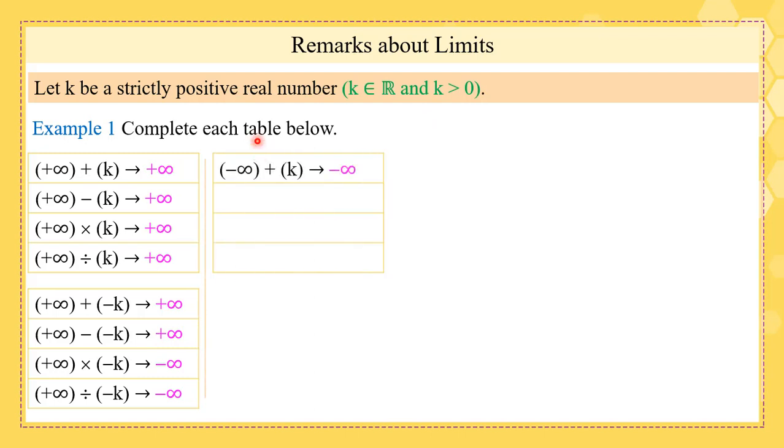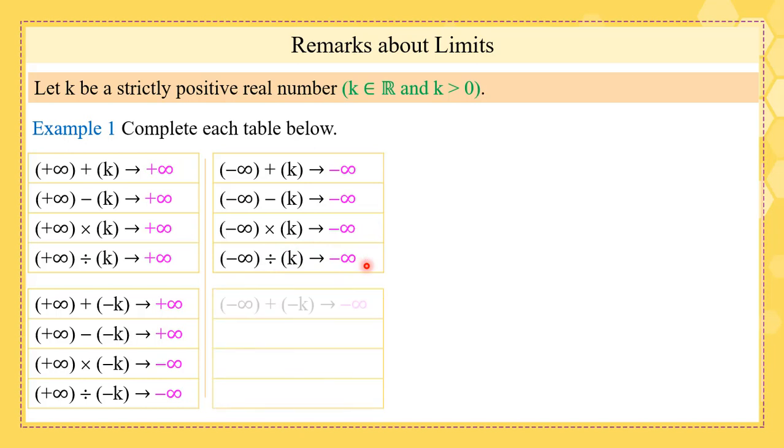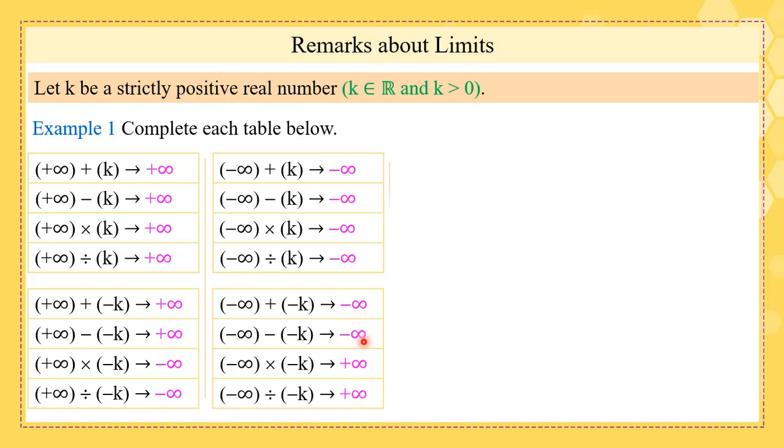Now, what is negative infinity plus k? This is negative infinity, and negative infinity minus k is negative infinity. Negative infinity times a positive k is negative infinity, and negative infinity divided by k is negative infinity. Now negative infinity plus negative k is negative infinity, and negative infinity minus negative k is negative infinity, and so on.